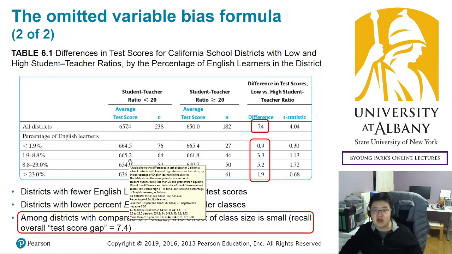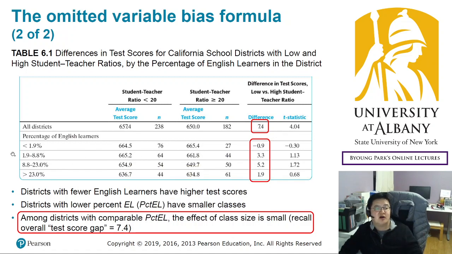And also, if you do that for each percentage interval, so in the second interval, if you calculate their difference, being in a small class improves the test score only by 3.3, provided that the ESL students are only like 1.9 to 8.8 percentage points. And the third interval has a difference of 5.2, which is the largest among them, and the last group has 1.9.